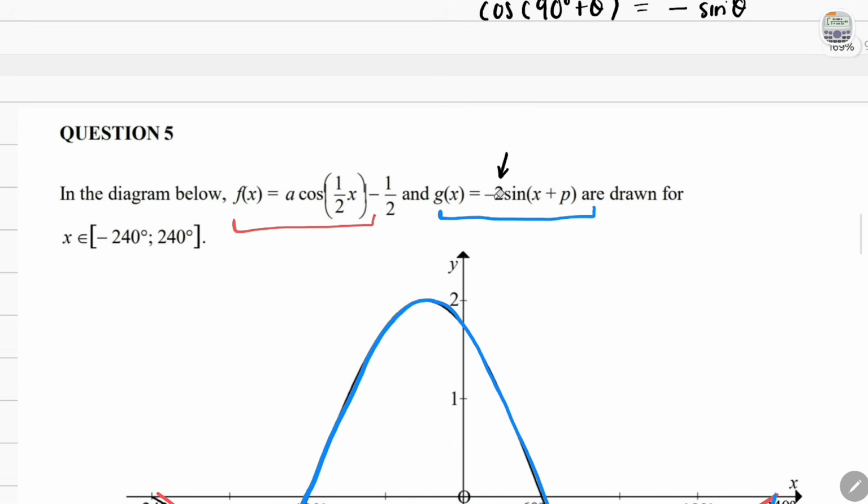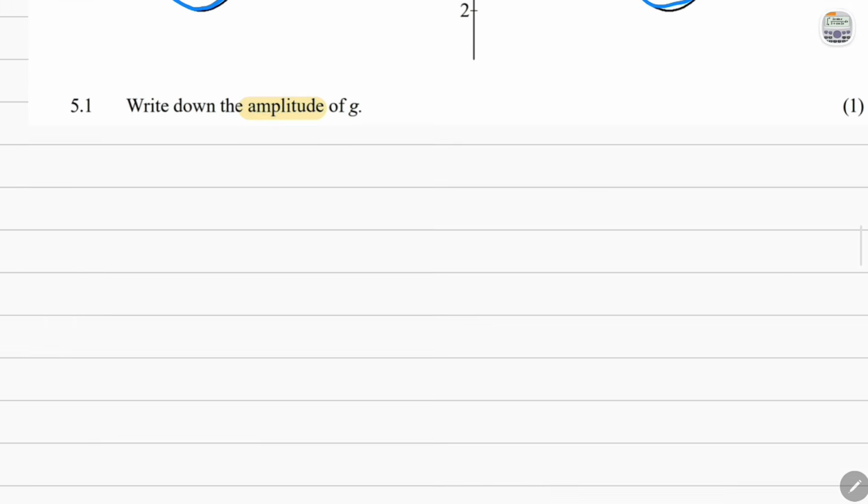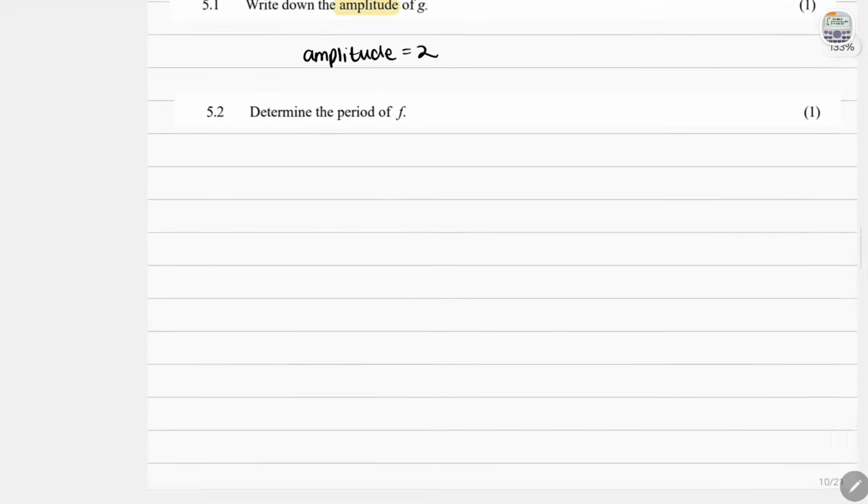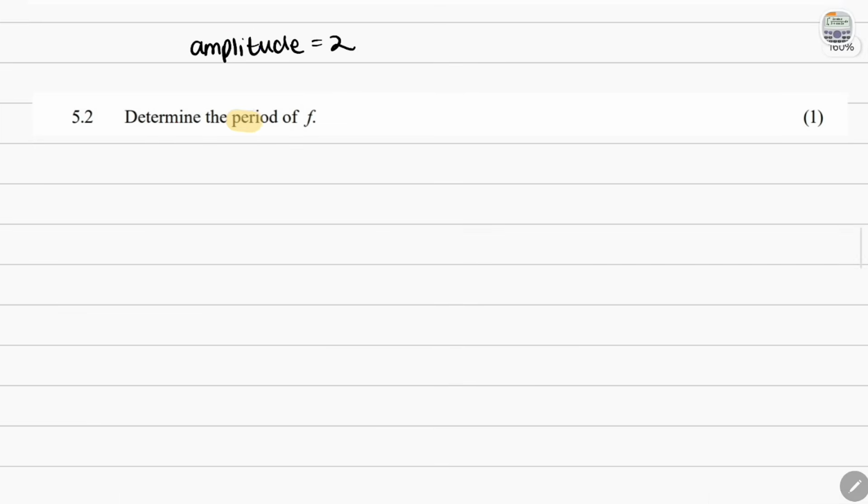Okay, so take the absolute value of the coefficient of that sine. So the amplitude is simply equal to 2. And that is our answer. Moving on to the next question. The next question: determine the period of f.